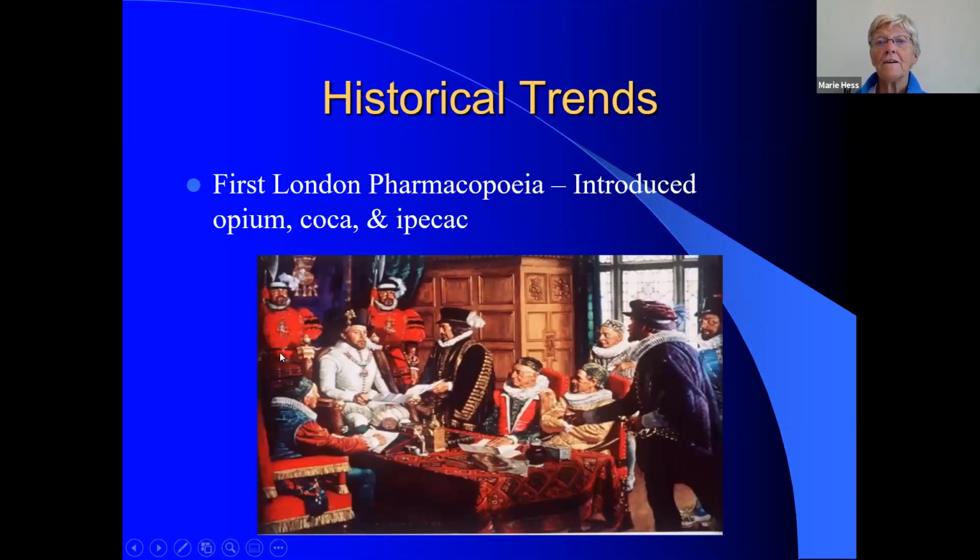The first London pharmacopoeia was introduced with opium, coca, and ipecac. And that was by 1617, King James I. So he sort of took care of the apothecaries in London, and so they had it first. So that was the very first published book of medications.